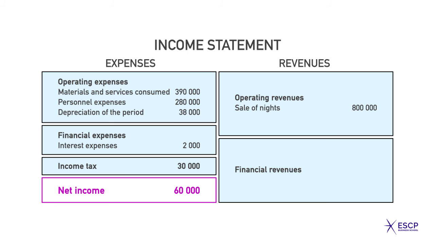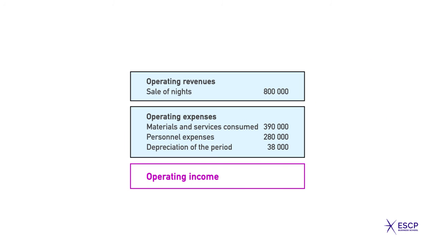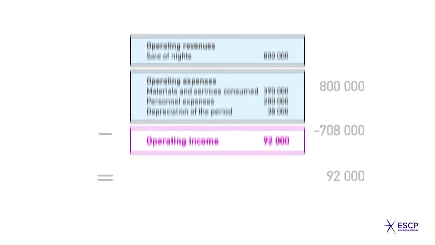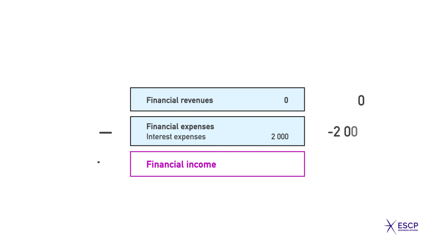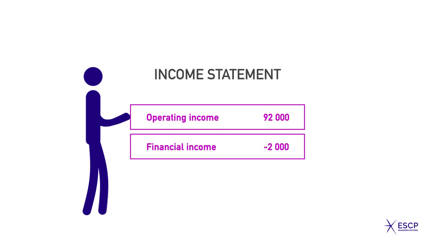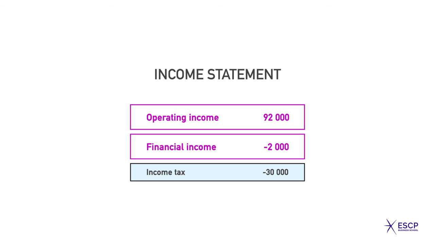It is possible to show two intermediary incomes. Operating income is composed of operating revenues minus operating expenses, and the financial income is composed of financial revenues minus financial expenses. When the income statement is shown in a vertical layout, the three main components of the net income are operating income, financial income, and income tax.